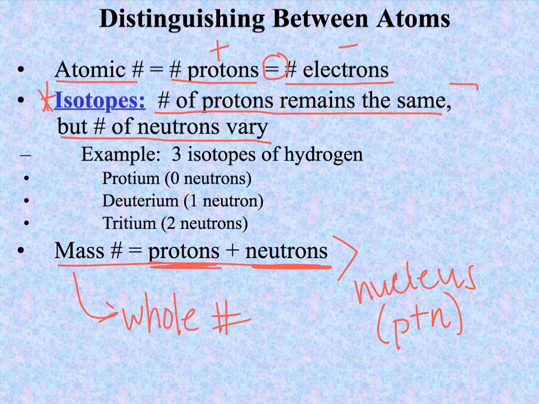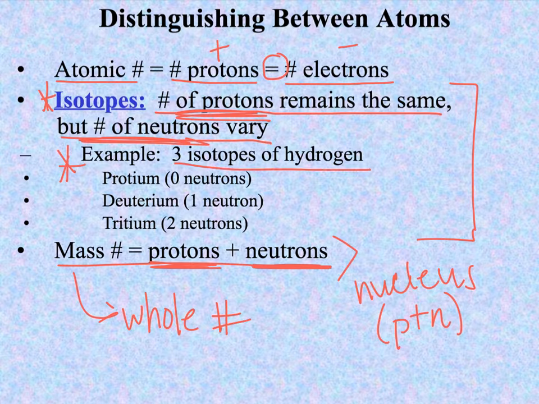All right, let me expand, though, and talk more about isotopes. Once again, in an isotope, the number of protons remains the same, but the neutrons vary. We're going to take a look at this example, talking about 3 isotopes of hydrogen. So find hydrogen on the periodic table. It should be pretty easy because it is the first element.